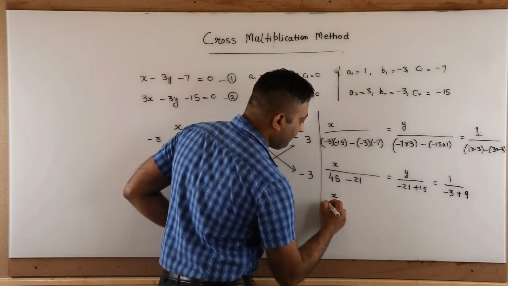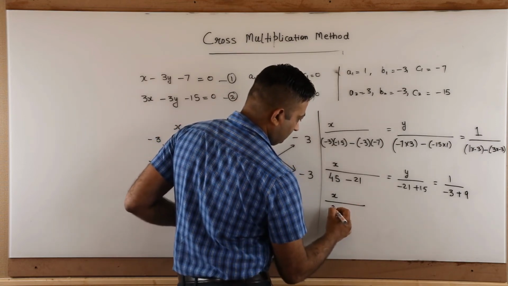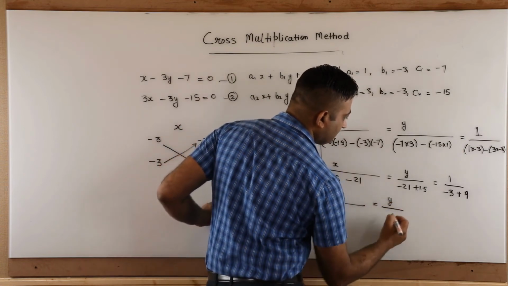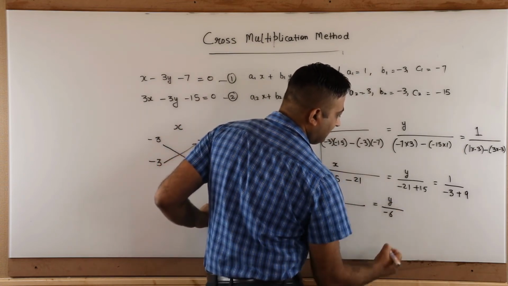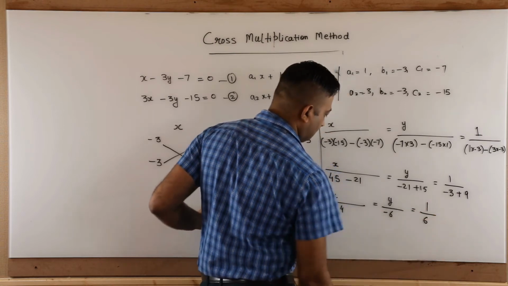So let us further simplify. x upon 24 equals y upon minus 6 equals 1 upon 6.